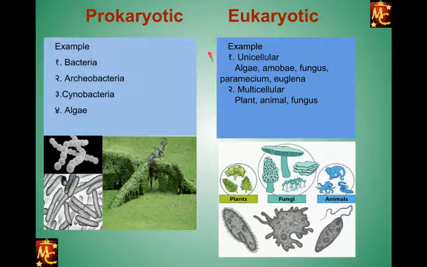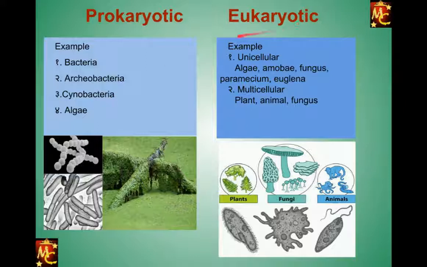And here are some examples. For example, bacteria: all bacteria are prokaryotic. Archaeobacteria are also all prokaryotic. Archaeobacteria are those present in very hot climates. For example, they are usually present in boiling water, places where the temperature is very, very high, 70 degrees, 80 degrees or above. Cyanobacteria are also prokaryotic, and there are many algae.